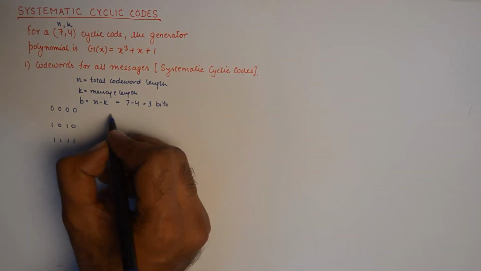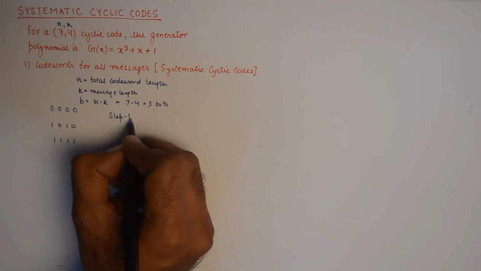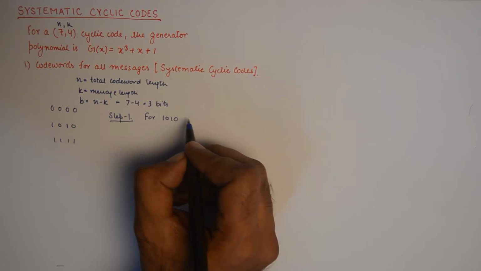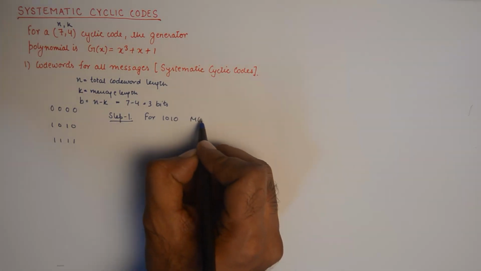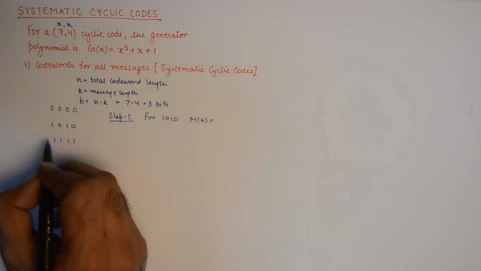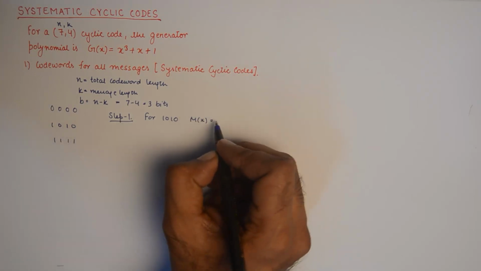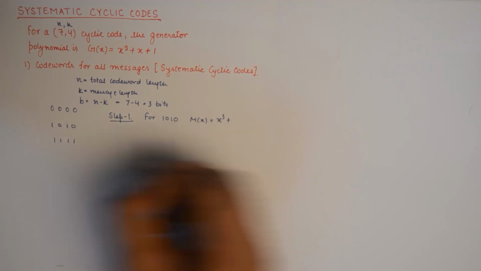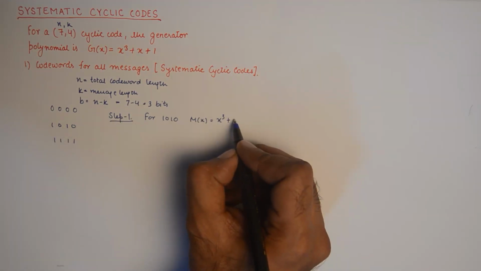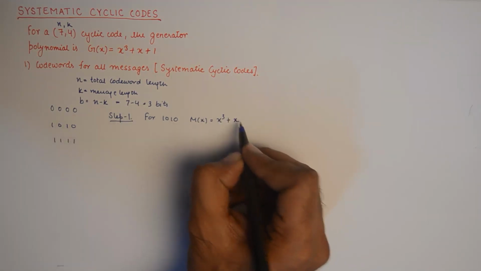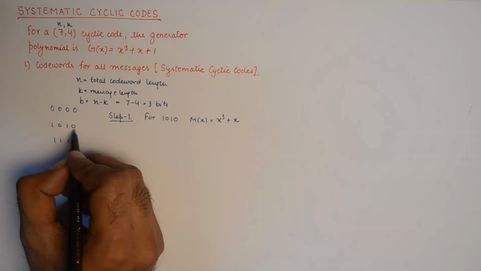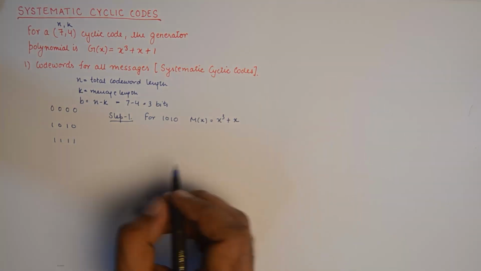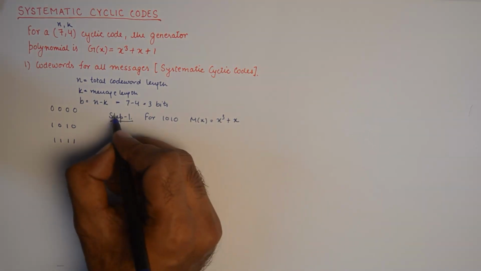Now step number 1 will be, for 1010, we need to find out the message polynomial, and we know the method of finding the message polynomial. It will be x raised to power 3 plus, this is 0, so x square will be missing, and then x, and then 1 will be missing because the LSB is 0. So this will be step number 1.